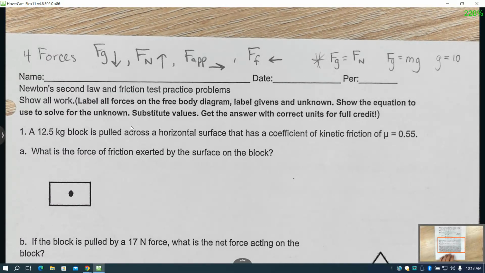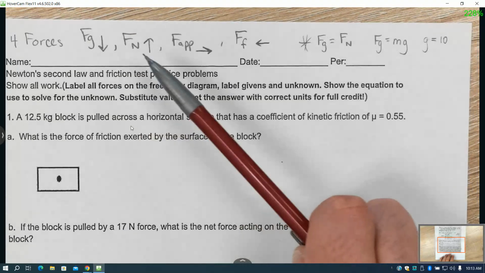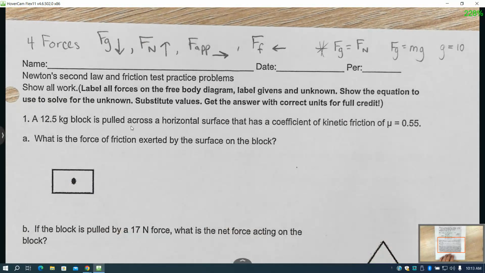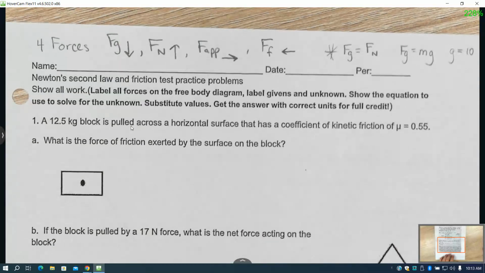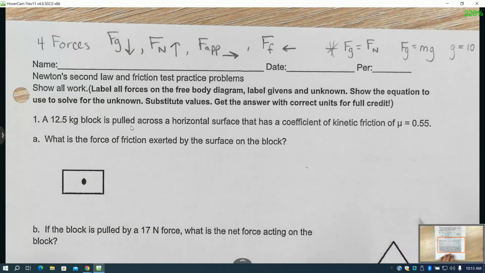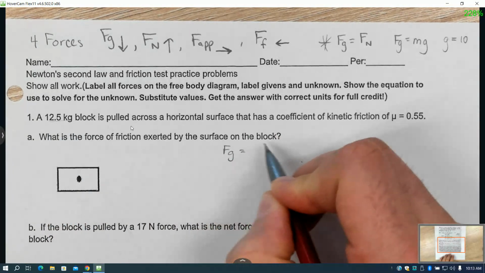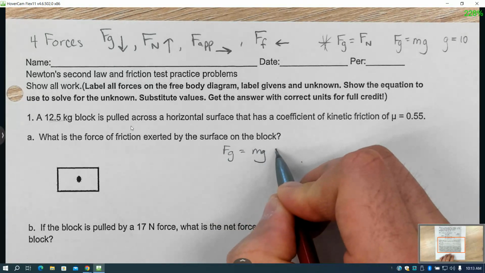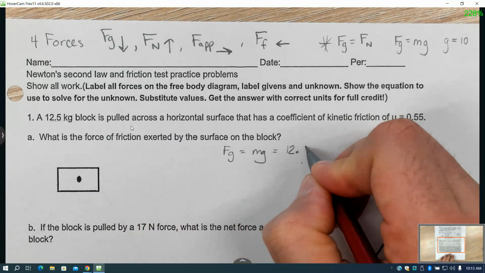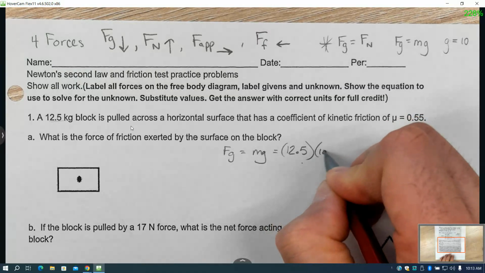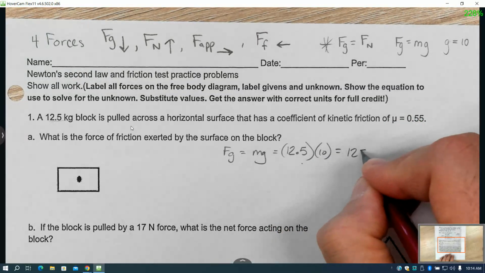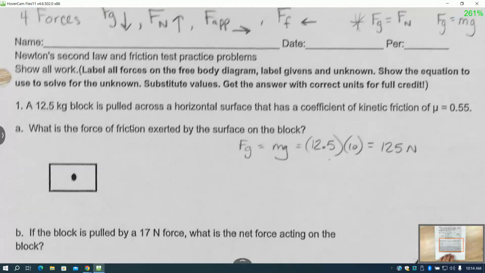To get the full value of all of this, you have to label all the work, write down our equations, substitute the values, get the answers, and then we have to have these four forces drawn on here and correctly labeled. So I'll give you the first 4 points, which are the same for these problems. You're given mass in all of them. So the first thing we're going to do is take weight, mass times gravity. The mass of this is 12.5. Gravity is 10. This gives us 125 newtons. And we always draw Fg down.